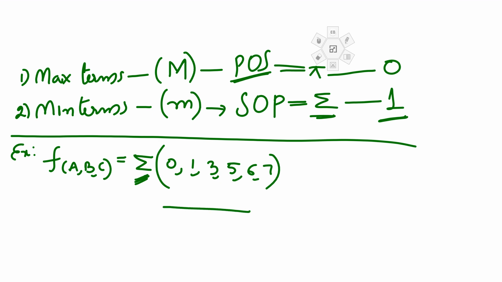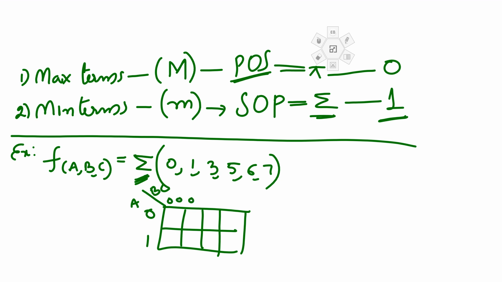In this K-map, which is formed with 8 cells, this is 0 and 1, and the variables are A and B, C. This is 00, 01, 11, and 10. Now 0 means this position. So what do we have to write? Sigma means min term, and min term means 1. This is what you have to remember. Then 1: we write 1 only. Then 3 will be here, then 5 here, then 6 here, then 7 here.